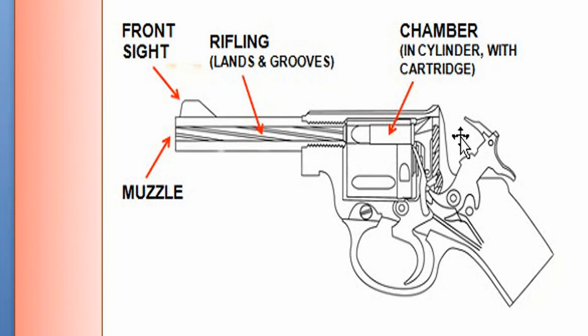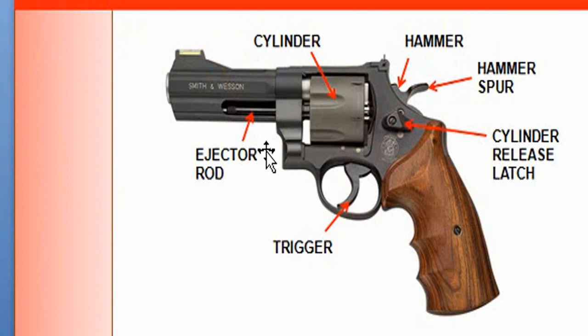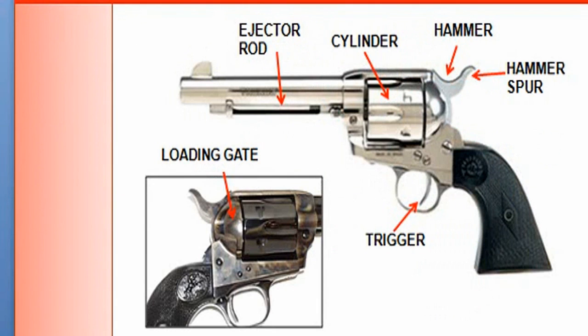You could eject the empty cases out with that. That is basically the double action revolver. Single action revolver is another one. They're showing basically two types. You have one with a cylinder, which you can pull out, you push this ejector, and it's the same as the regular revolver in a single action. Ejector rod, a cylinder, a hammer, a spur, a trigger.